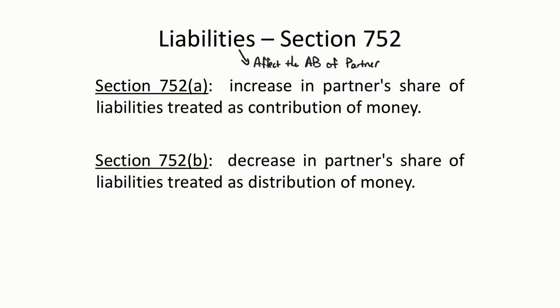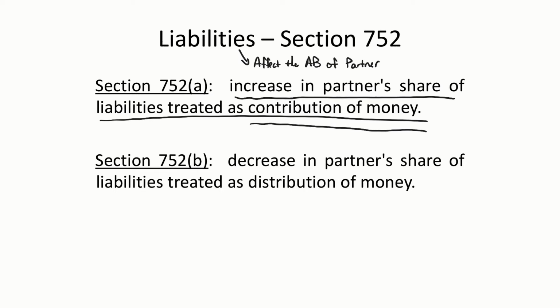If you take on liabilities, so an increase in a partner's share of liabilities is treated as money contributed, cash contributed. So you get to add that to your basis. So that's going to add to basis. However, if you have liability relief, maybe you contribute property to a partnership and the partnership takes on the liability, then your basis is going to decrease by the liability relief. So a decrease in liabilities to that partner is treated as a distribution, and it decreases the basis. And we'll talk about distributions later on.